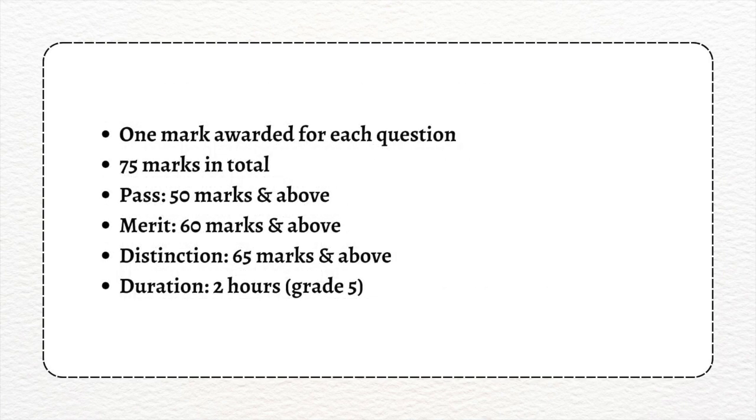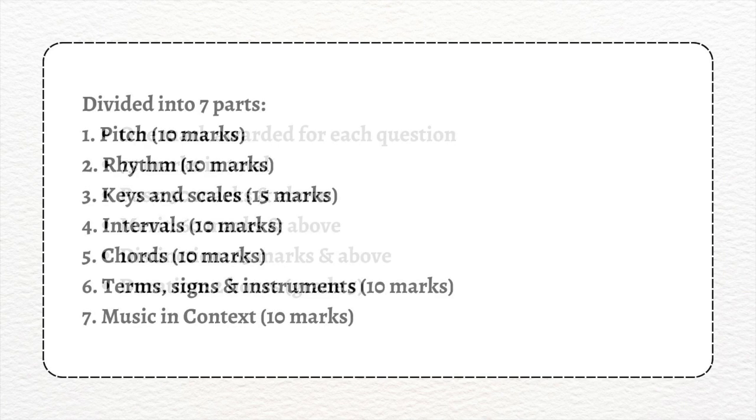1 mark is awarded for each question, and there are 75 marks in total. To pass, you need to score 50 marks and above, and for merit, 60 marks and above, and for distinction, 65 marks and above. The duration is 2 hours for Grade 5. The exam is divided into 7 parts. Part 1, pitch, 10 marks, and Part 2, rhythm, 10 marks. Part 3, keys and scales, 15 marks. Part 4, intervals, 10 marks. Part 5, chords, 10 marks. Part 6, terms, signs and instruments, 10 marks. And Part 7, music in context, 10 marks.